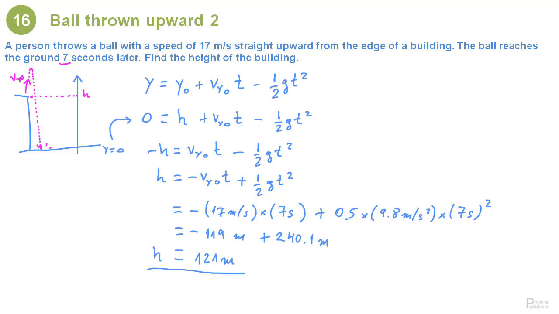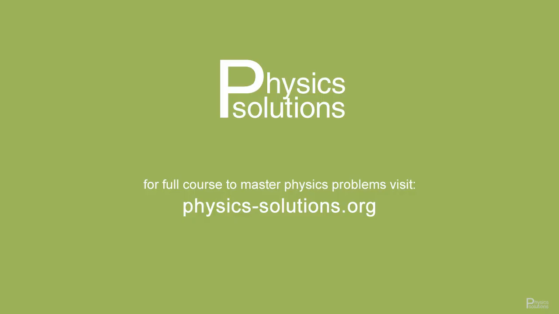In the next exercise, we're going to have a situation which has some similarities with the trains that were chasing each other. In this situation, we're going to have a race between two objects that are dropped from the top of a building. So don't miss that.